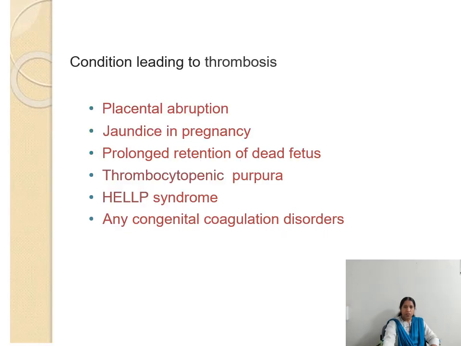So conditions leading to coagulation defect usually occur following placental abruption or severe jaundice in pregnancy, prolonged retention of the dead fetus, thrombocytopenic purpura, HELLP syndrome, and any congenital coagulation disorders. So we have to see that any patient who is going into labor having these risk factors should be treated cautiously and see that the blood is reserved following the delivery. If there is any immediate PPH, we can transfuse the blood.